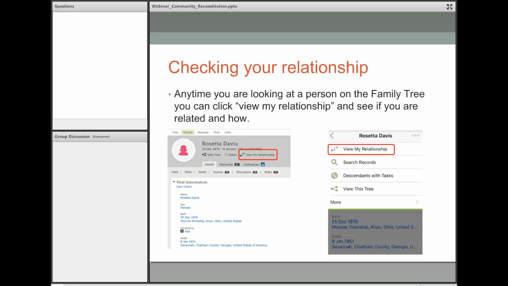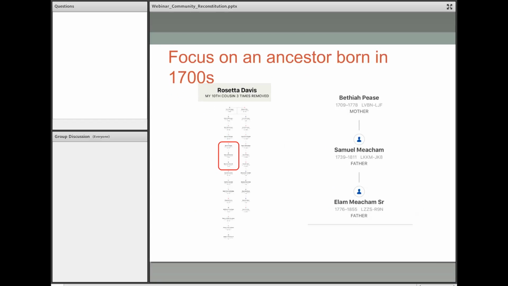And so again, if you want to check your relationship, you can just click View My Relationship, or if you're on the app, you can hit View My Relationship. And then often you'll discover that you're related to the person. And so you can actually turn this into a potential temple opportunity experience by then looking at one of your ancestors born in the 1700s and then looking at the descendants of that person.